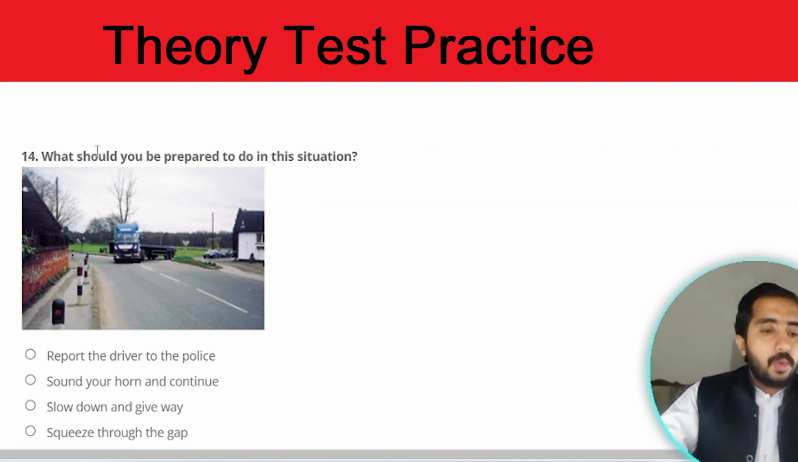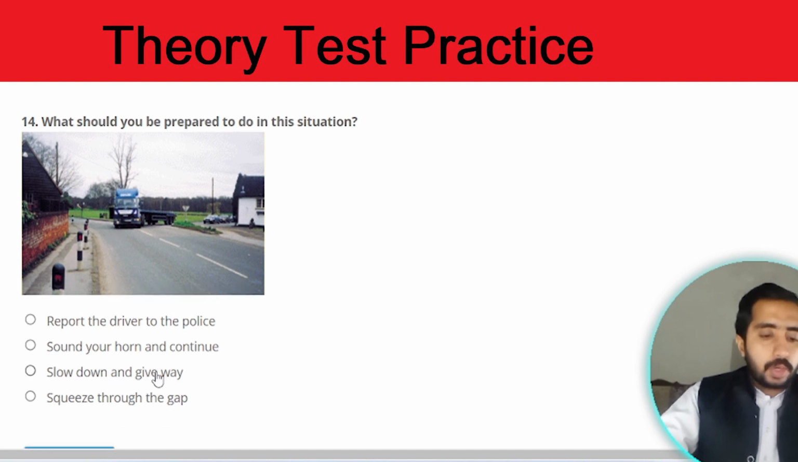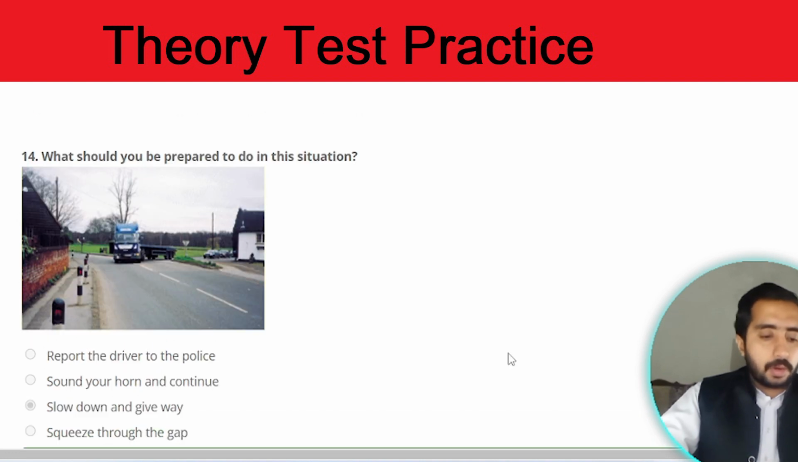Next one, question number 14. What should you be prepared to do in this situation? The situation is shown in the image. What do you need to do? For this situation, you need to slow down and give way to this vehicle. Option C is the correct one.